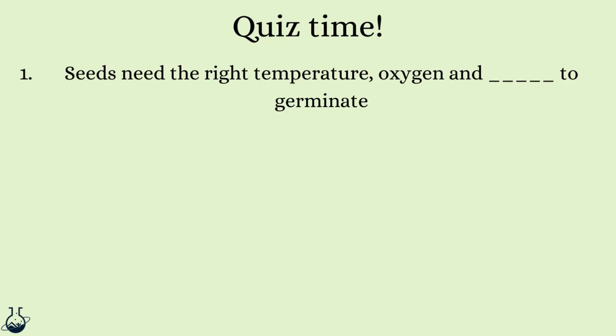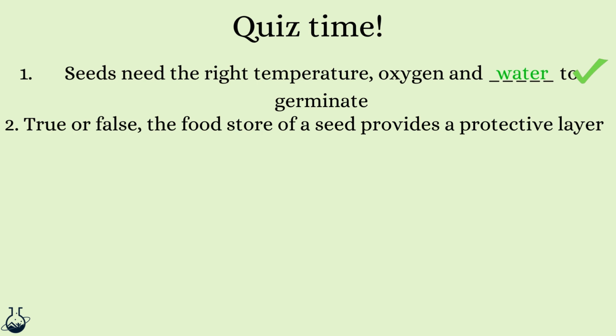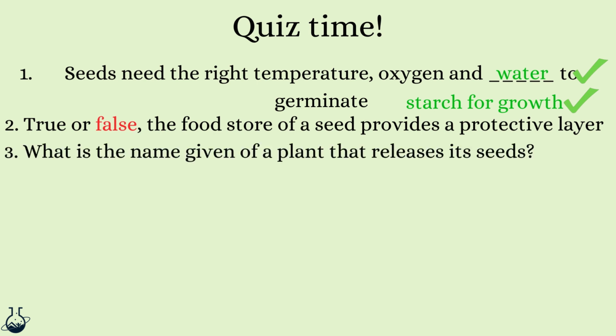Let's finish off with a little summary quiz to see how we got on this lesson. Question 1. Seeds need the right temperature, oxygen, and something to germinate. Water. Good job. Question 2. True or false? The food store of a seed provides a protective layer. This is false. The food store contains starch for growth. Question 3. What is the name given of a plant that releases its seeds? The parent. That's a sneaky one.